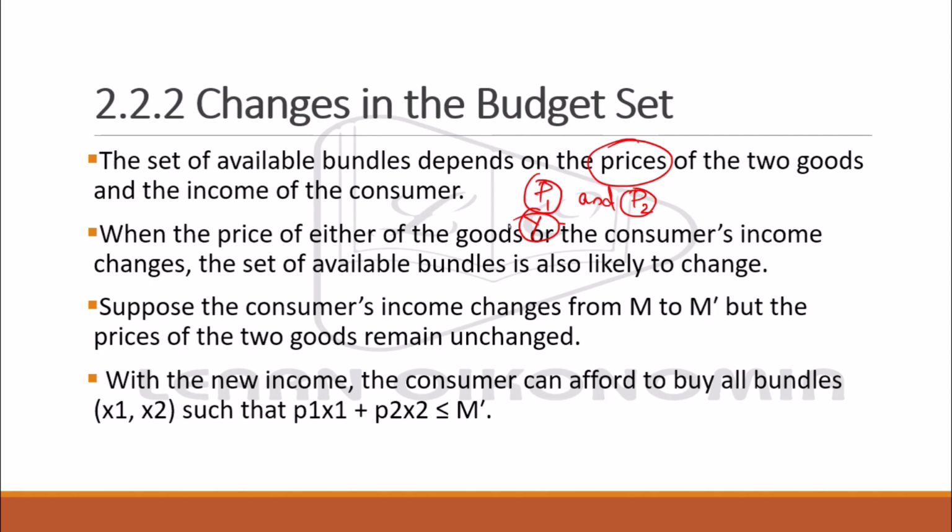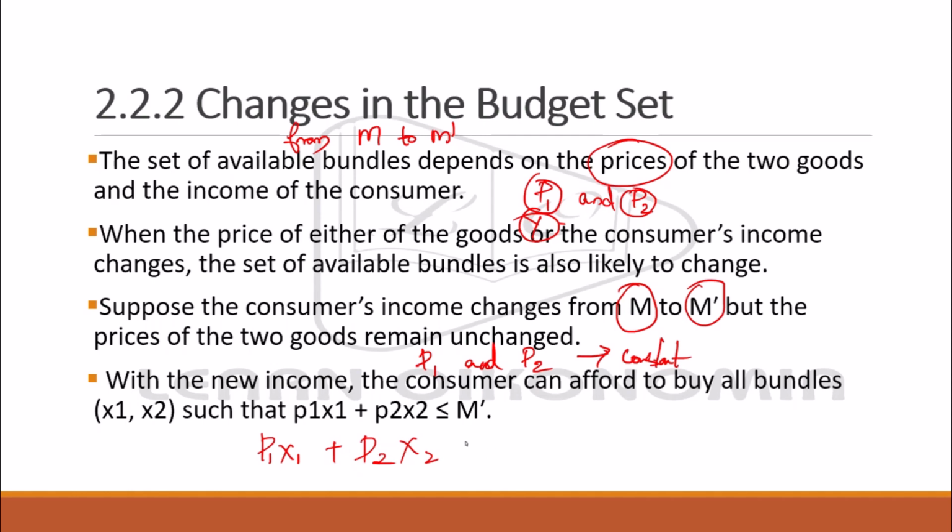So here I am giving you a hypothetical example. Suppose the consumer has a change in his income. His income has changed from M to M dash. But here you think that P1 and P2 are constant, unchanged. So we assume that from M, the consumer moved to M dash. With the new income, the consumer is now able to consume a bundle where P1 X1 plus P2 X2 is less than or equal to M dash.